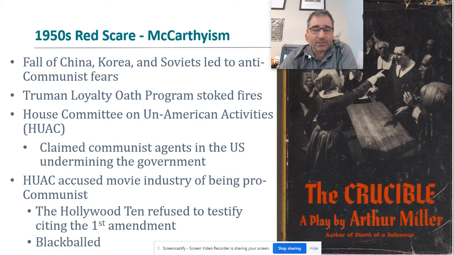These 10 are going to be blackballed, and it's going to lead Arthur Miller to write the play The Crucible, or Crucible, I don't know how to say it, which was really an allegory for McCarthyism. It's a witch hunt. There really aren't any witches, just like there aren't really any communist sympathizers within Hollywood or in the government, and yet they're desperately searching for them, and they're making wild accusations that really don't pan out.